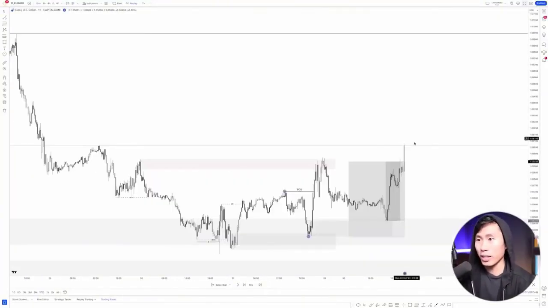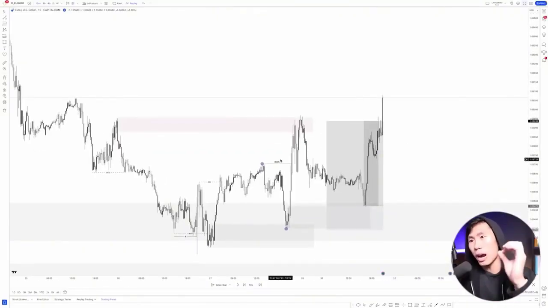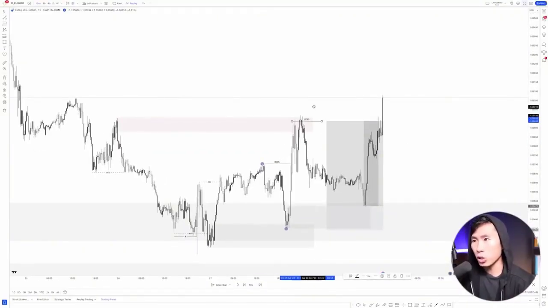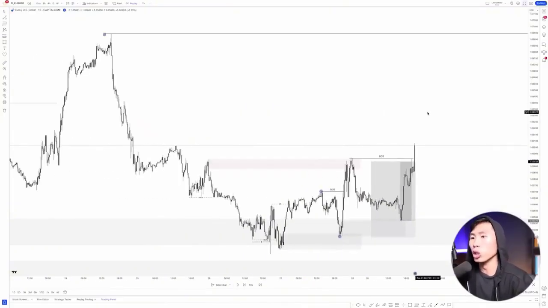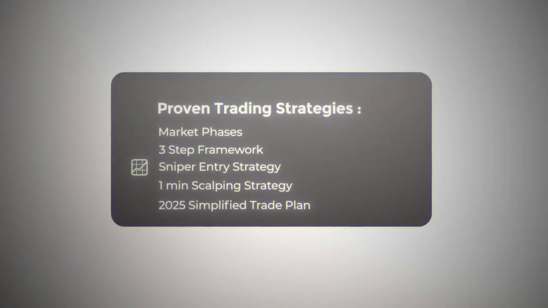I'm literally not kidding when I say that this is how you really capture those high probability setups, right? Because what happens is really the lower time frame right now is bullish, the higher time frame is bullish, and that is when we are able to capture these nice setups.